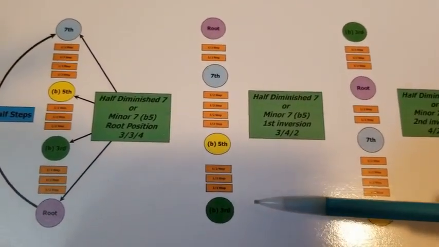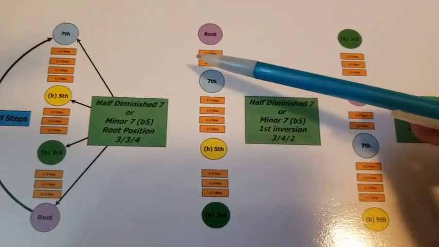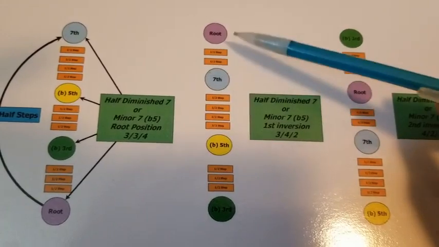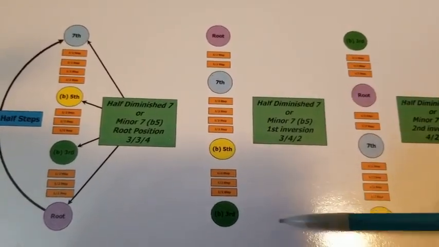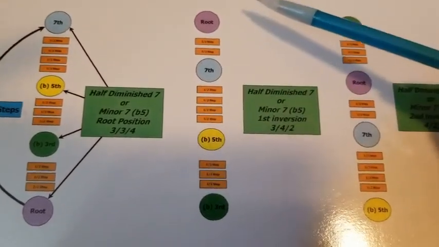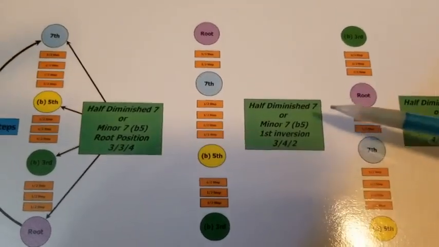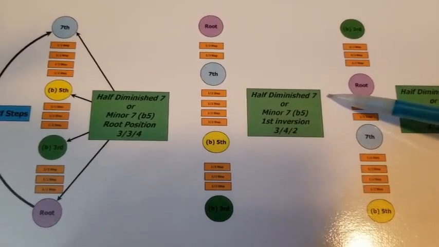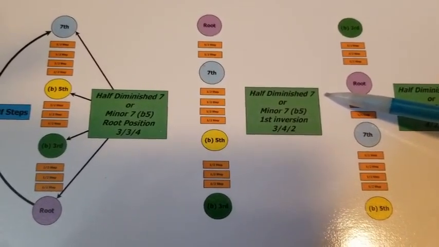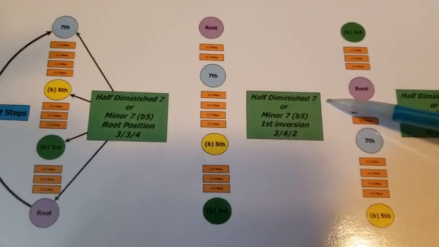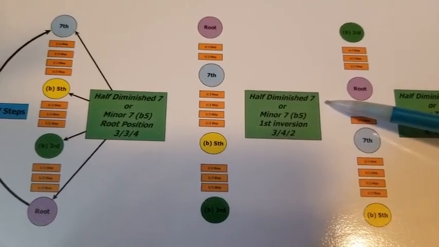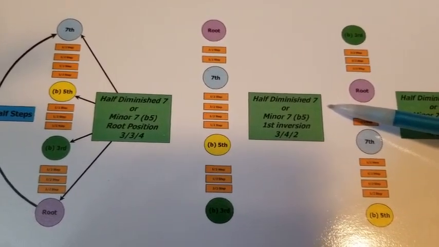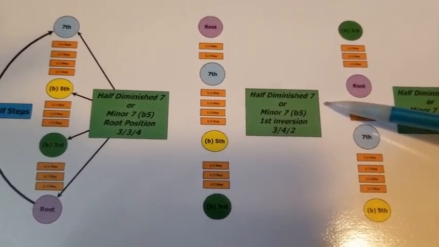So with our series of half steps changing, we had 10 half steps here, so the root is going to be 2 half steps above the seventh. So here we have our 3-4-2 position, or the first inversion for the half diminished 7. The 3-4-2 is specific to the half diminished 7 chord, and that spacing will not occur on the other chords, like a minor 7 or a major 7.